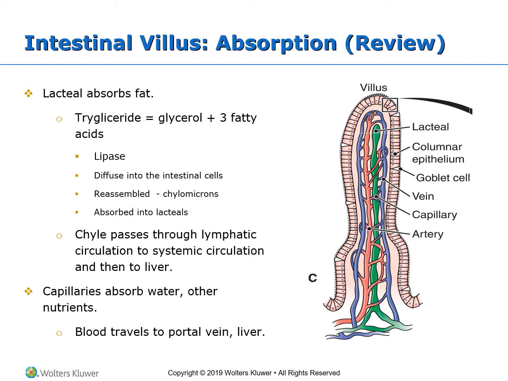Now, here something very interesting happens, because in the intestinal cell, they will be reassembled back. This is done by the smooth endoplasmic reticulum. And not only will they be reassembled, but they will also be packaged along with proteins, kind of a package deal. Those particles are called chylomicrons, I'm sorry. And those are soluble in blood, because of the proteins.